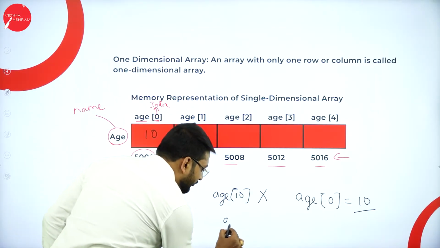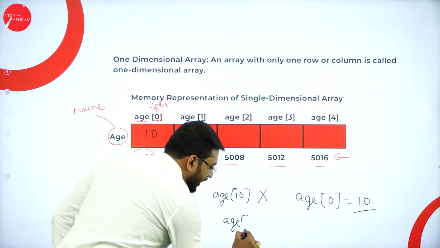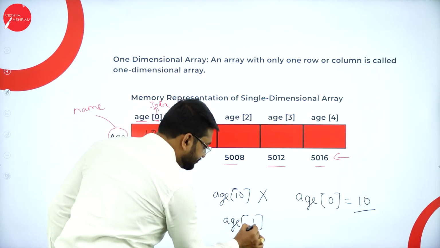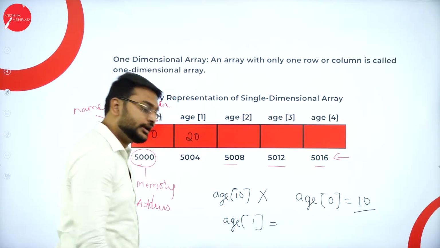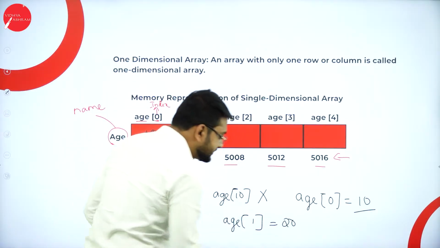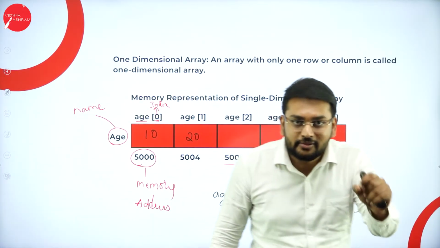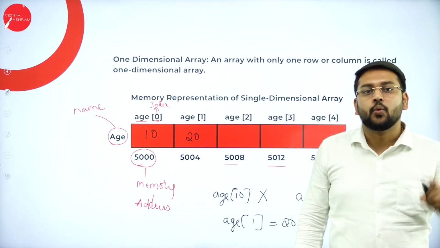So you will write the name of the array, that is age. Then you will write the square brackets. Then what is that you will write? You will write 1. This is equal to what? It is 20. So this is how you will be accessing the individual elements which is present in the one-dimensional array.